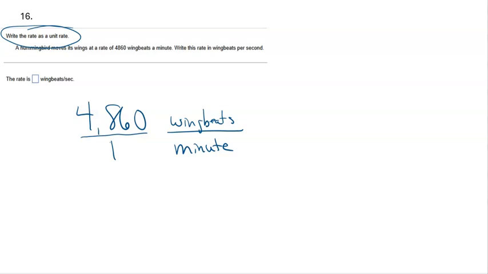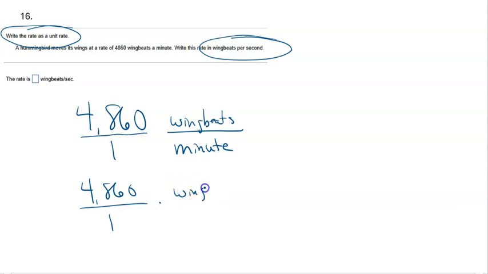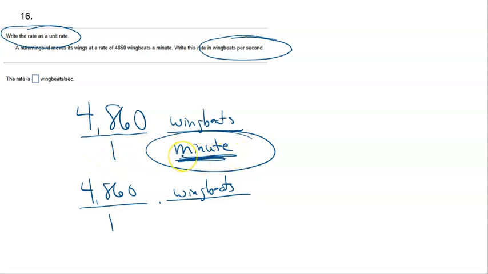Okay, now they're asking us to change this to wing beats per second. So basically these minutes right here have to change to seconds. Now, to me, the easiest way to do that is rewrite what you have. You have 4,860 over 1. We're not changing wing beats, so wing beats is still wing beats. But I'm going to substitute, remember, that's 1 minute.